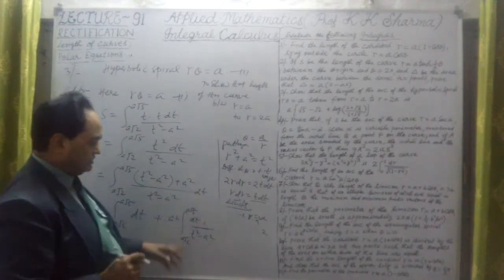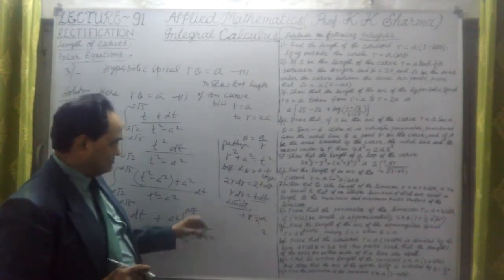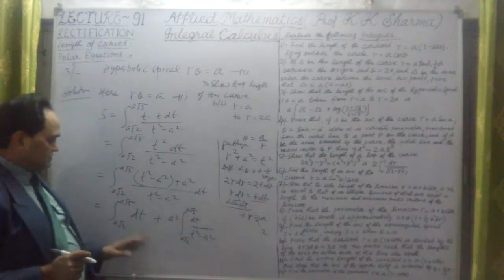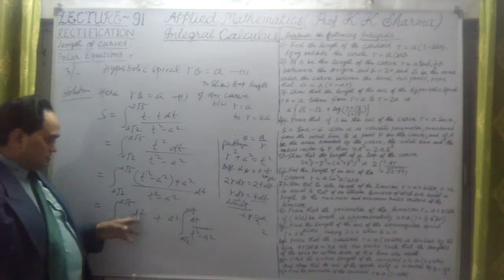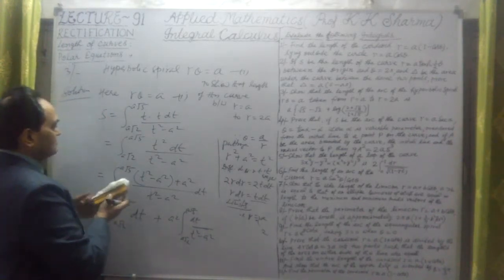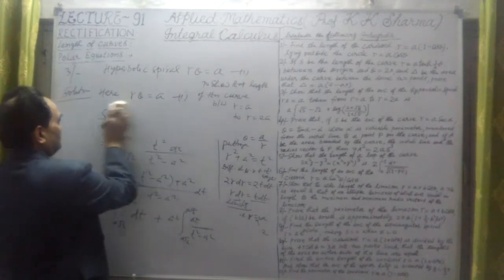Now this is to be integrated by partial fractions. Now let me integrate the second part. The first is simple integration. This is only t, and the limits are substituted then. Now let me solve it here.